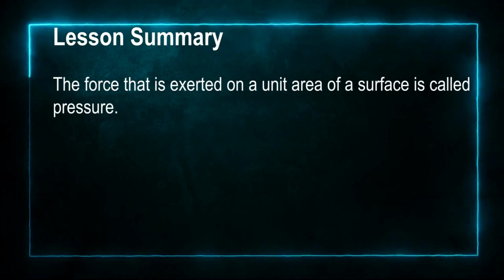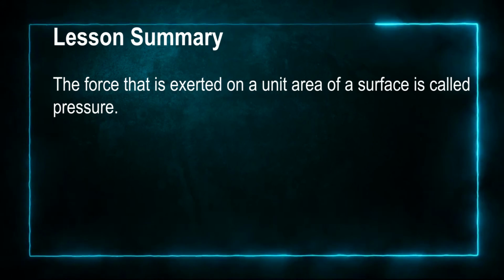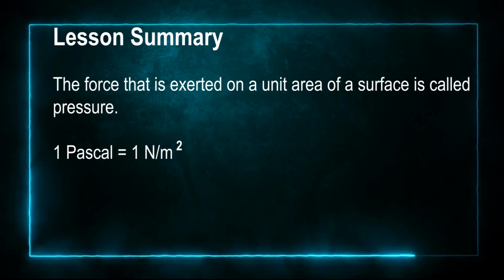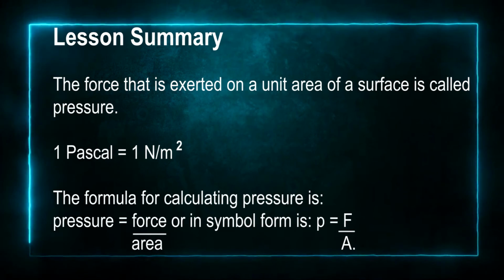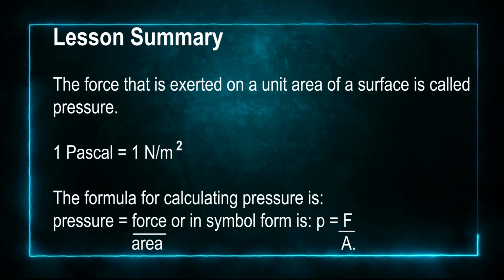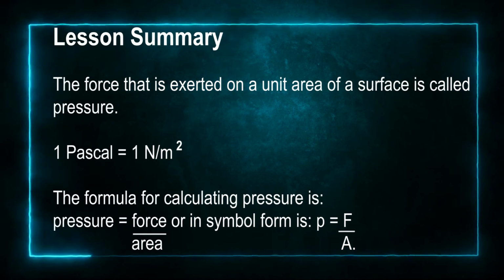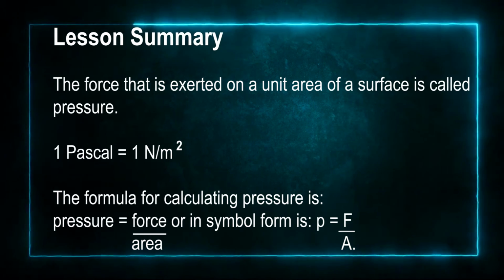The force that is exerted on a unit area of a surface is called pressure. 1 Pascal is equal to 1 Newton per square meter. The formula for calculating pressure is pressure equal to force divided by area, or in symbol form is P is equal to F divided by A.